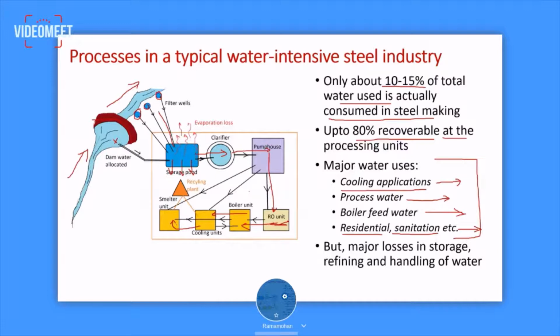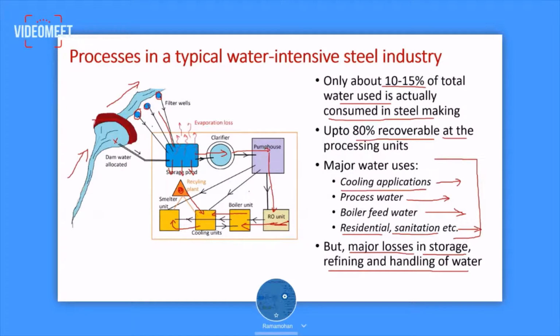And so maybe partly that water is used in the smelting process. And then any wastewater emerging goes to the recycling plant, the treatment plant, and it is once again used for cooling purposes. And this is how the plant operates. And then we found that the major part of these water losses and water inefficiencies are found in the storage and then refining and handling of water.